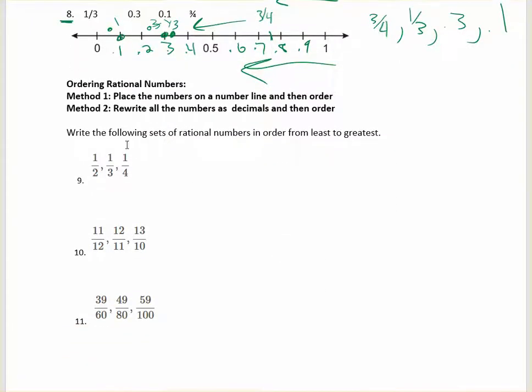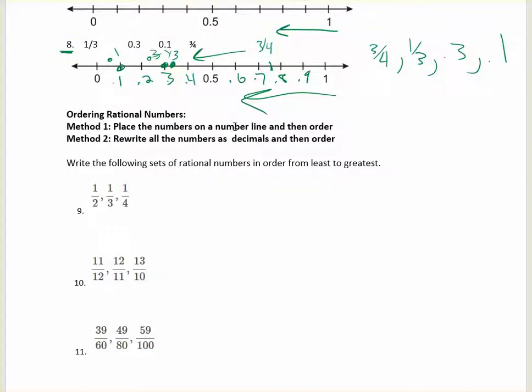All right, here's some more ordering. One method is to do what we just did, put them on a number line and then order. This time it's from least to greatest, which I think is more common. The other way is to rewrite them all as decimals and then order.